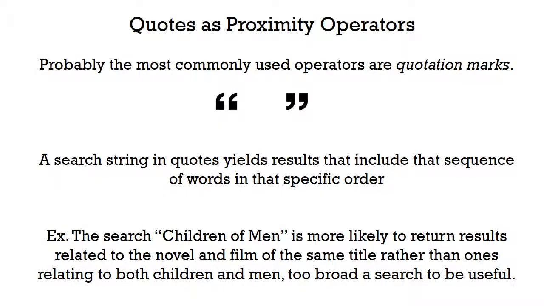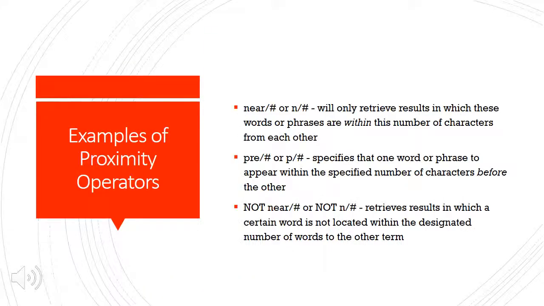Probably the most commonly used of these operators are the quotation marks. A search string within quotation marks will yield results that include the sequence of words in the string in the specific order in which you type them. For example, the search "Children of Men" is more likely to return results related to the novel and film of the same title, whereas a search that's just Children of Men without the quotes will retrieve articles with both of those terms. But there are other examples of common proximity operators.